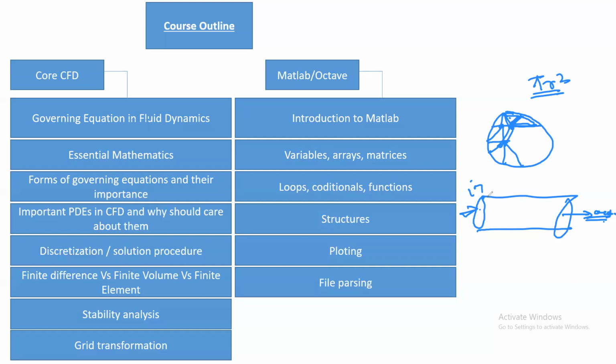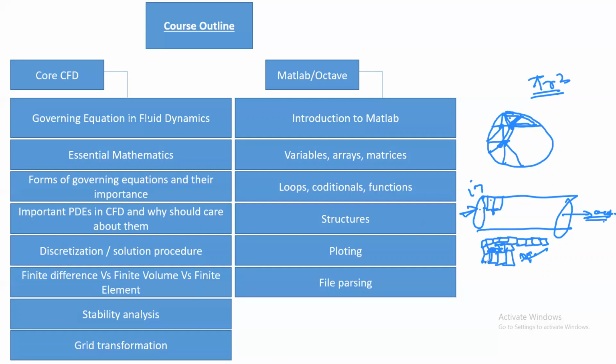CFD won't directly solve this. Before the simulation, you will do some grid generation, like meshing. Your entire domain you are dividing into small cells. If it is structured, it will be hexa. If it is unstructured, then it will be tetra or poly. You are breaking it into small mesh cells, right? These processes are called discretization.